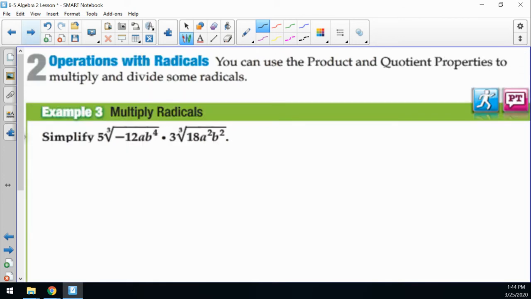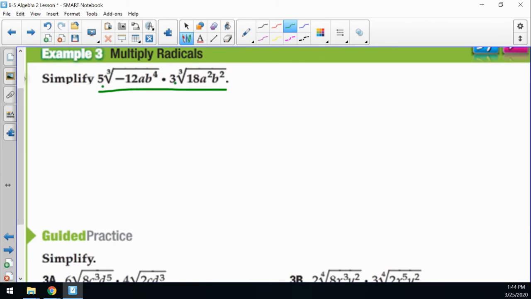Okay, so now what we can do is apply our properties of product and quotient to simplify some problems. If I look at this one right here, the first thing I notice is that I have a 5 and a 3 on the outside. Well, that's easy. 5 times 3 is 15. The other thing I notice is that the index 3 is the same in both of them, so that's really nice. So I'm going to start with a third root. And since they're the same index, I can just multiply the numbers. So negative 12 times 18 is going to be negative 216.